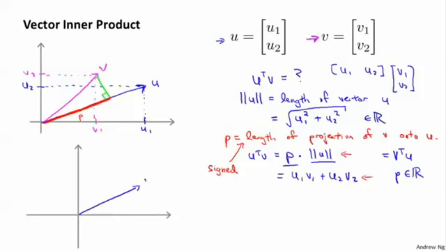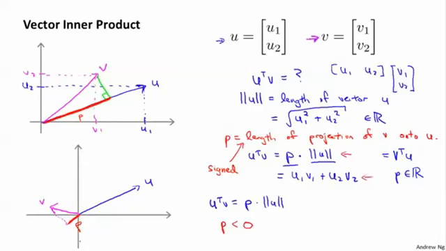So let me say what I mean by that. If u is a vector that looks like this, and if v is a vector that looks like this, so the angle between u and v is greater than 90 degrees, then if I project v onto u, what I'll get is a projection that looks like this. And so I'm going to have that length p, and in this case I will still have that u transpose v is equal to p times the norm of u, except that in this example p will be negative.